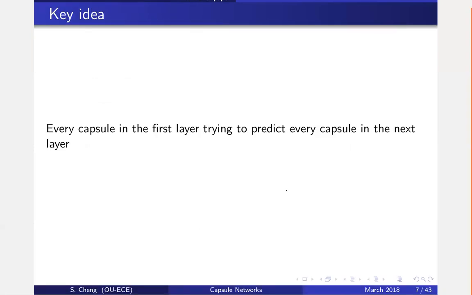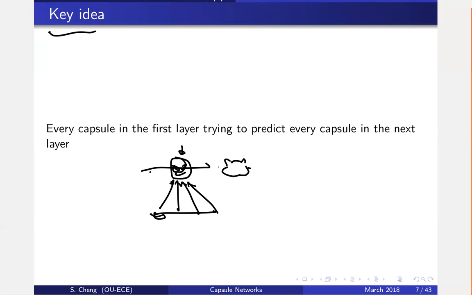So I mentioned earlier that the key idea of a capsule lattice is that every capsule in one layer is trying to predict every capsule in the next layer. So I have a face capsule here, and earlier, if you remember, I have a mouth capsule, an eye capsule, and so on, right? Maybe a human face, maybe I also have a cat face here, right? And each of these child capsules will also vote for this cat face capsule, to determine which one is more likely to be a good match.